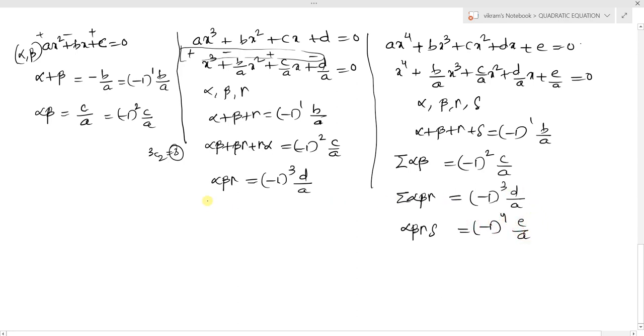Now we can apply this. Similarly, we can apply this for an nth degree polynomial. Okay, the polynomial of degree n also. Now we will see the generalization of the relation between the roots of an nth degree polynomial and the coefficients of the polynomial.